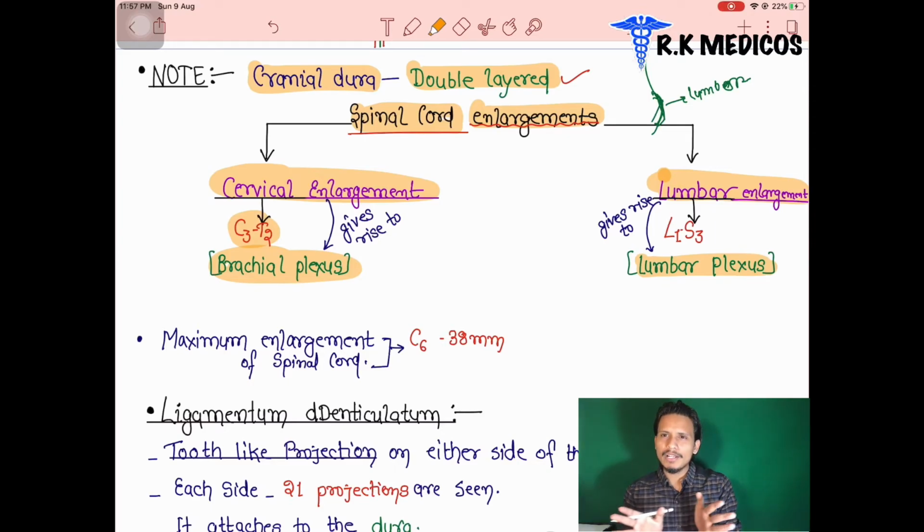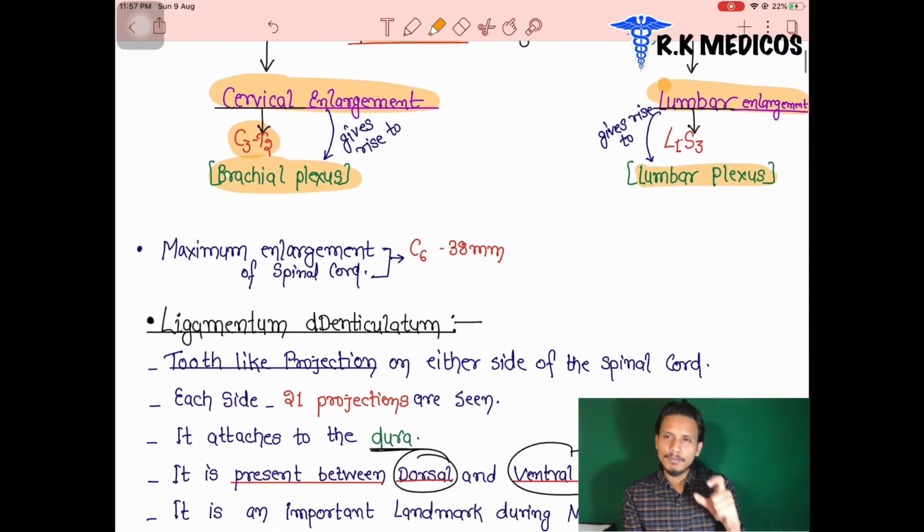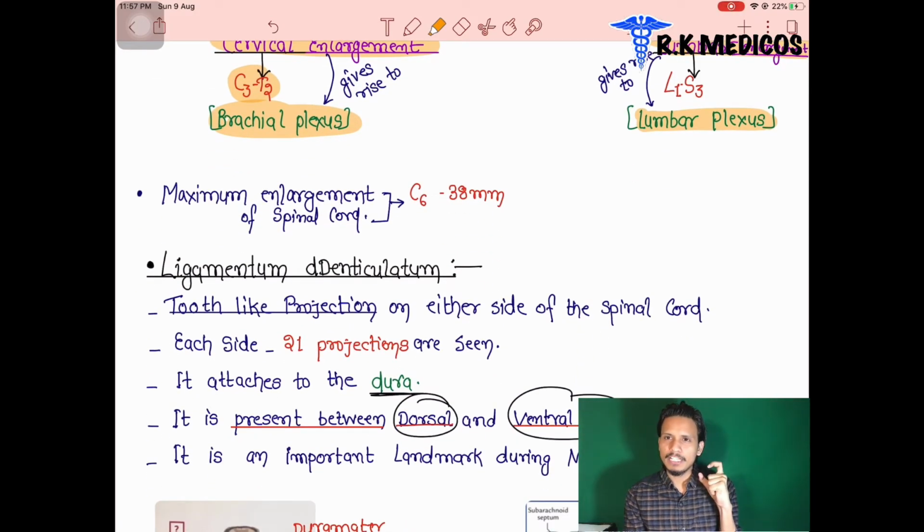So all these regions innervate different parts of the body and will be affected if there is any damage in the lumbar enlargement. We will discuss it later, but for now: the spinal cord is present throughout the C1 to L1 level in the adult, and the maximum enlargement of the spinal cord appears at the level of C6.